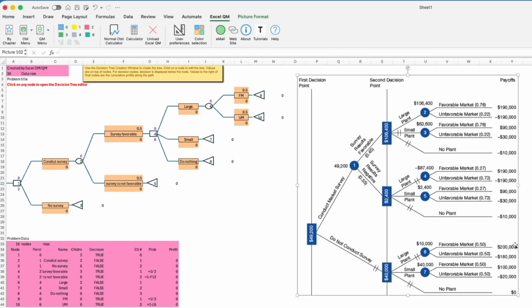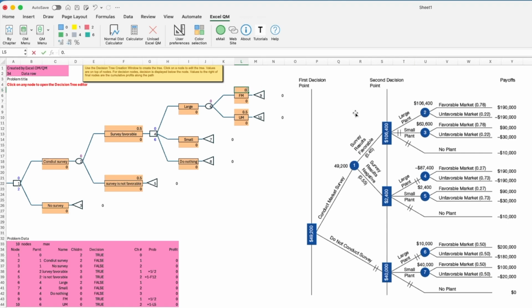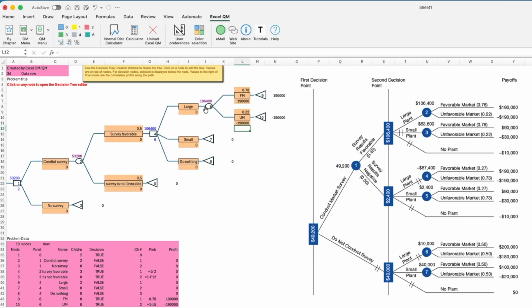So again, look at this example. There is a 78% chance that the market is favorable. So I'm going to type 78% here, and it automatically updates the unfavorable market. There is 22%. These are two complementary events. And if the market is favorable here, I will type down the payoff, 190,000. And here, minus 190,000. As soon as I put the number, it calculates the payoff or expected monetary value for node 6. As you can see, we have it here. And if I continue building the whole tree, it can calculate all of these numbers.